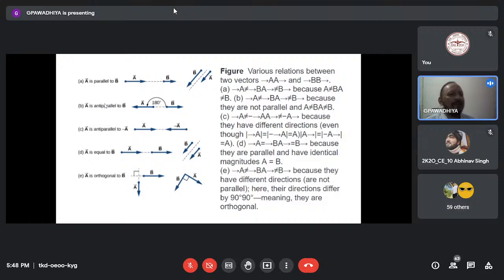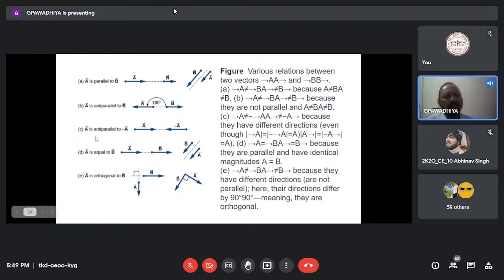Some definitions of these vectors, like A is parallel to B. To define vectors as parallel, they may be parallel or they may be collinear. Their magnitudes are not the same, but they are directed in the same direction. They may be placed parallel or collinear. Such vectors are defined as parallel vectors. If vector A is placed opposite to vector B, it is called an anti-parallel vector. So it has a 180-degree direction difference. So it is an anti-parallel vector.